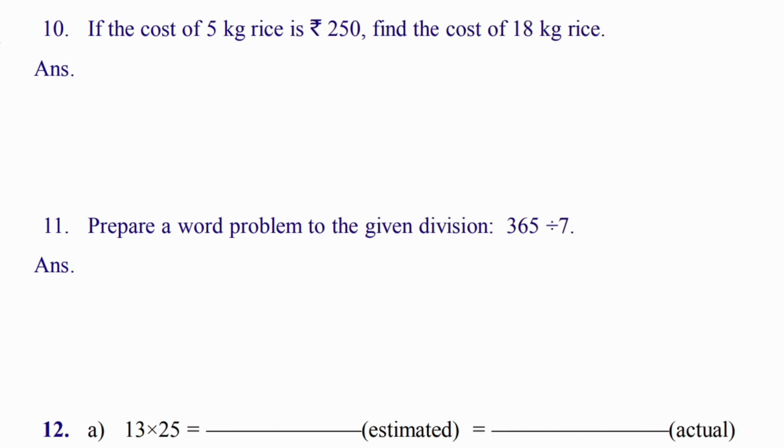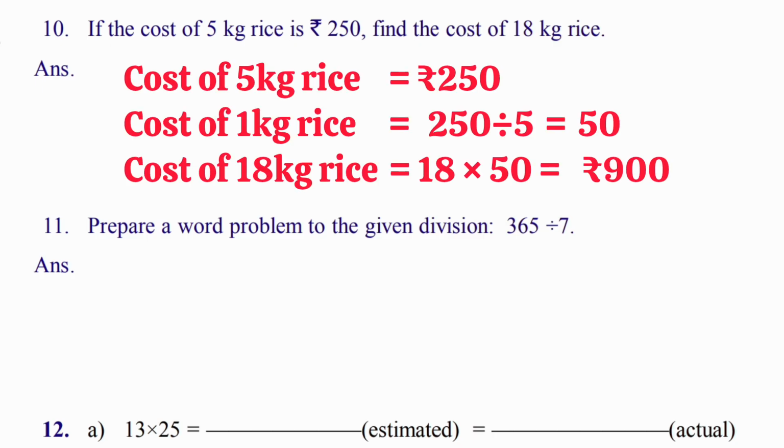Let's move on to the next question, that is question number 10. If the cost of 5 kg rice is rupees 250, find the cost of 18 kg rice. So write down the solution. Cost of 5 kg rice is 250, which is given. Cost of 1 kg rice is 250 divided by 5, which is equal to 50. Then cost of 18 kg rice is equal to 18 into 50. You will get the answer as 900.